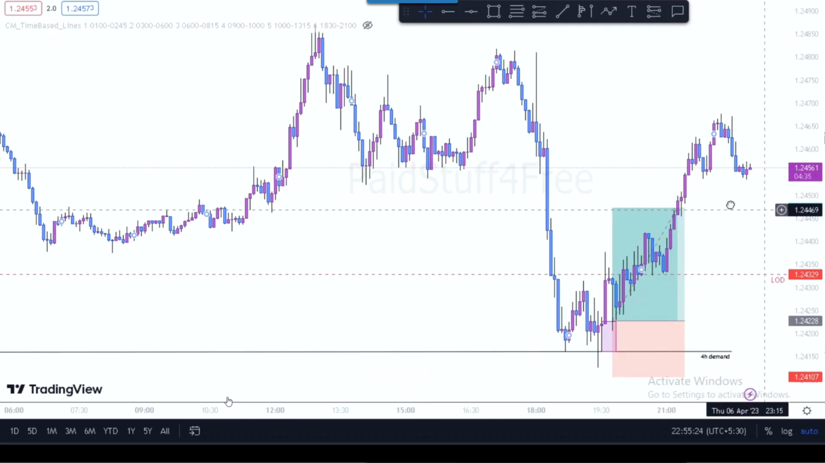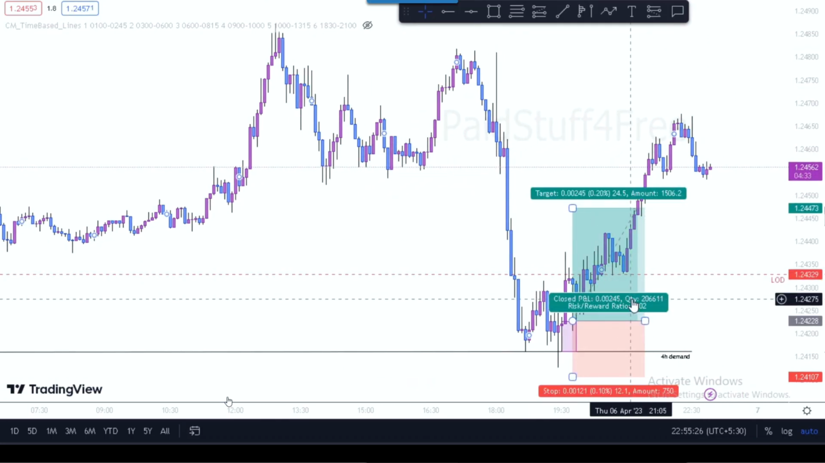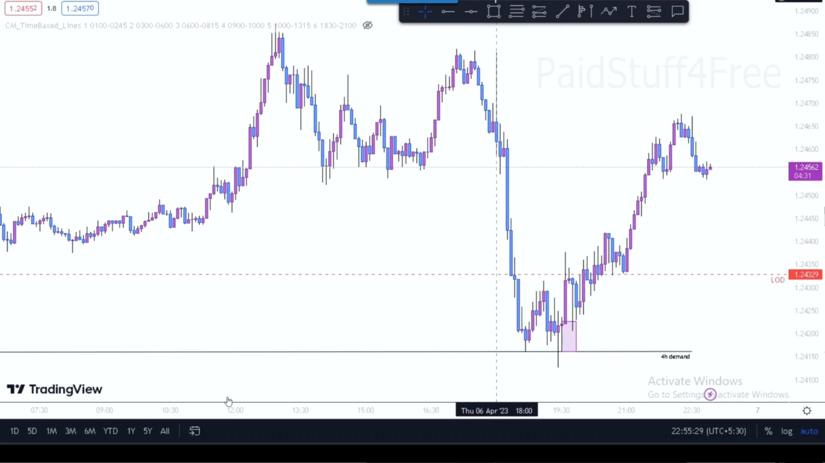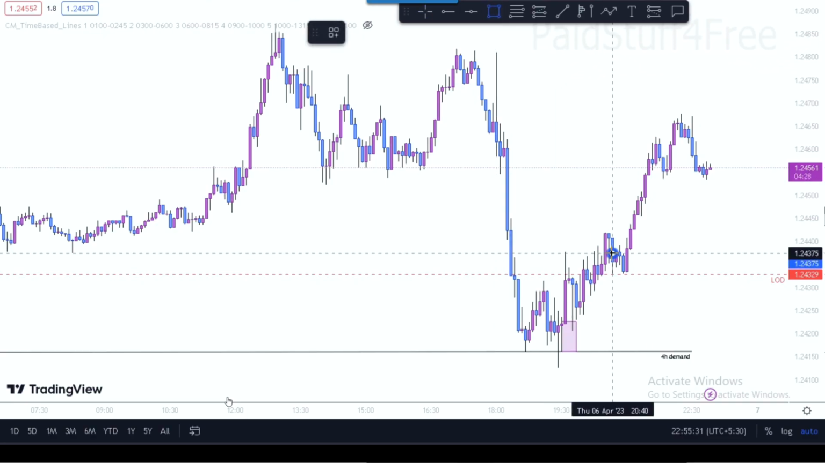And we also create a demand zone in confluence with this low of day. But market didn't pull back and did not give us an entry.